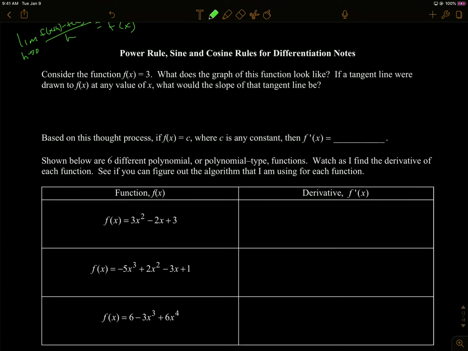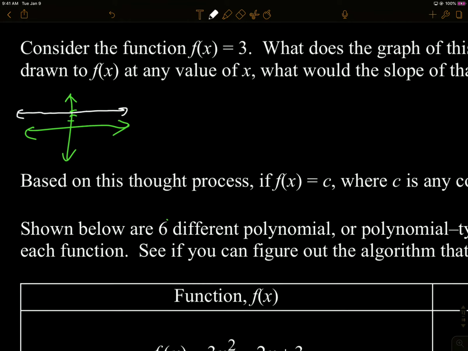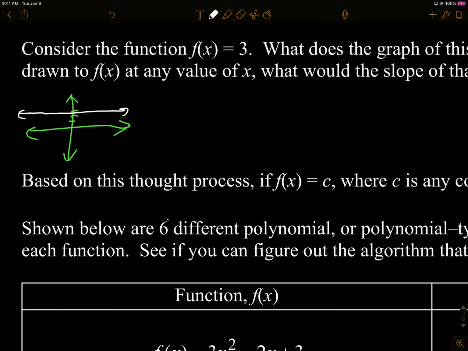So we're going to start with the function f of x equals 3. It's a constant function, right? So what does the graph look like? If I graph y equals 3 or f of x equals 3, well, it didn't really pass through 3, but I meant it to. You get a horizontal line that passes through 3.